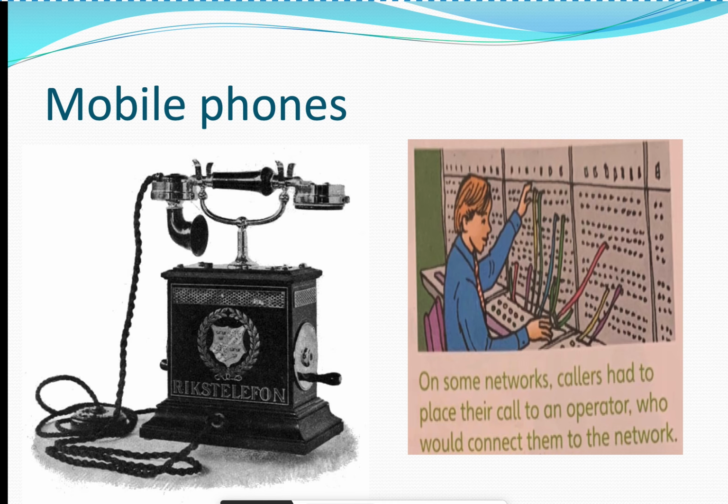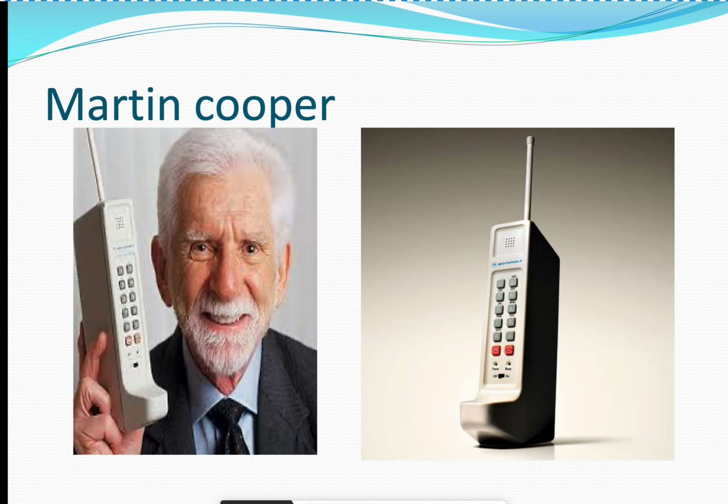We have a picture here, and in this picture, on some networks callers had to place their call to an operator who would connect them to the network. Now, there is another great scientist, his name is Martin Cooper, and he invented the mobile phone. In 1973, Martin Cooper invented the first mobile telephone. Cooper was an American engineer who worked for Motorola. Mobile phones became available in the USA in 1983.